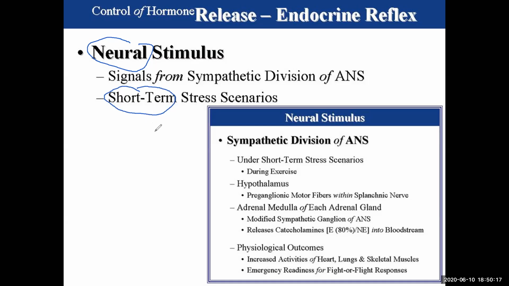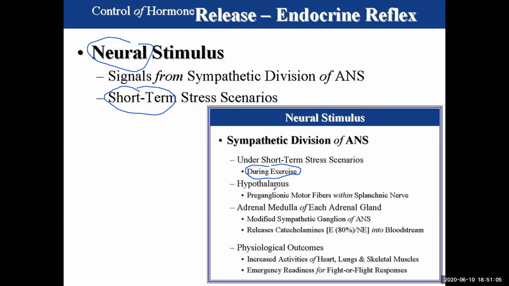This is the fight or flight situation. Under the sympathetic division of the autonomic nervous system, ANS, under short-term stress, like during vigorous exercise, asking someone's phone number, running late to class, or being stressed during an exam, the hypothalamus sends out neurons. These are called preganglionic motor fibers, the axons wrapped in a nerve called the splanchnic nerve. Then they go all the way down to the adrenal medulla.